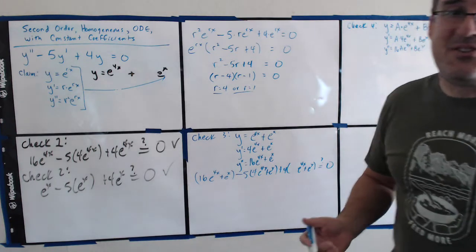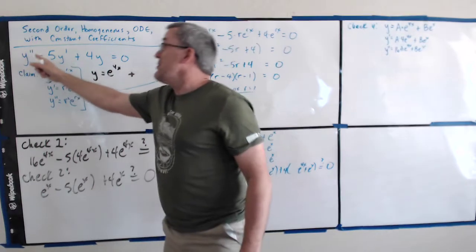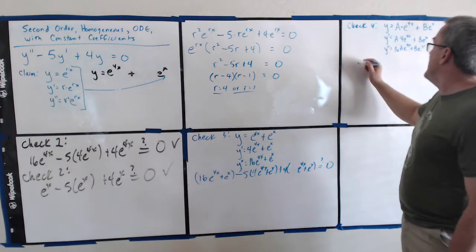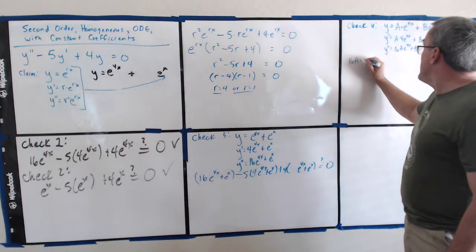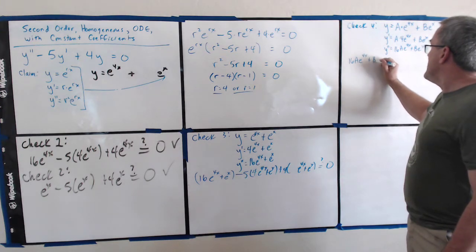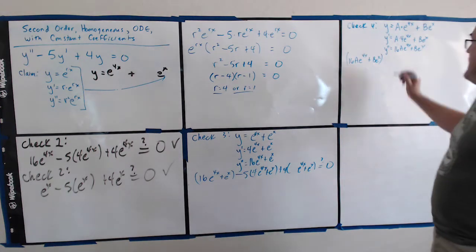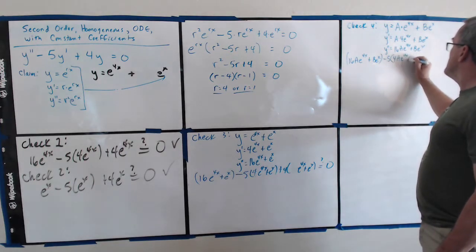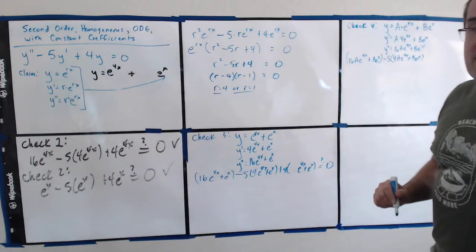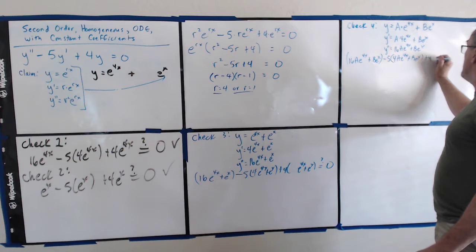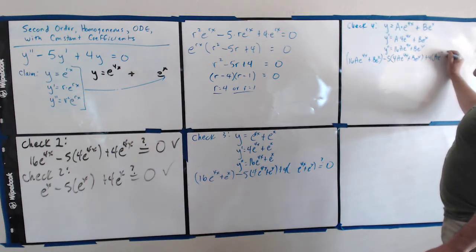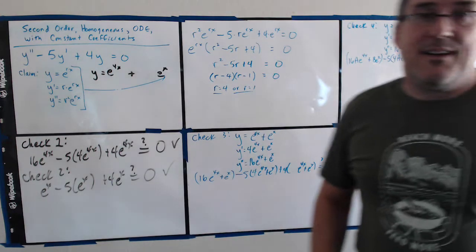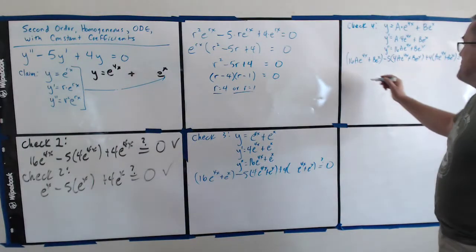Now, just a quick check here so you believe me. What we're claiming is the second derivative minus 5 times the first derivative plus 4 times the function itself do indeed make 0. Let's check it out. The second derivative is 16a e to the 4x plus b e to the x. There's your second derivative. Minus 5 times this first derivative, 4a e to the 4x plus b e to the x, plus 4 times the function itself, a e to the 4x plus b e to the x. Does this indeed make 0? Let's do a quick check.